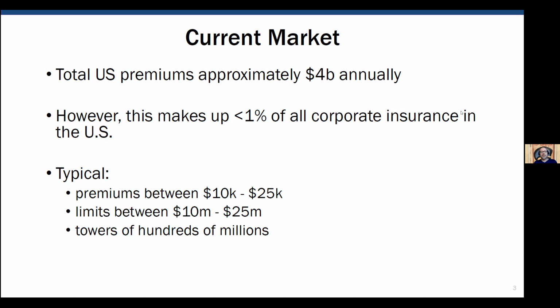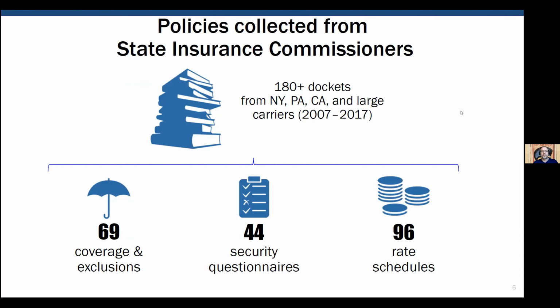These numbers may be a bit off from a number of years ago, but you can think of premiums in the tens of thousands of dollars with limits in the tens of millions of dollars. And certainly companies can build towers of insurance into the hundreds of millions of dollars. Now, we'll talk about how that might be changing lately, but this gives you some sense of what's going on.